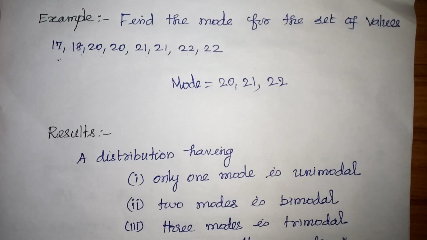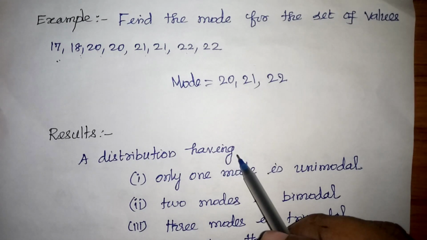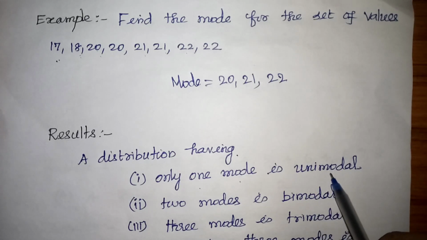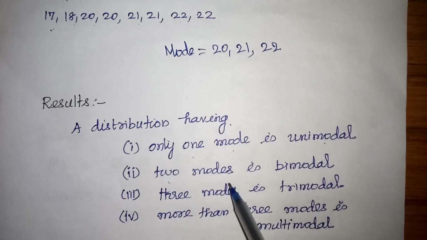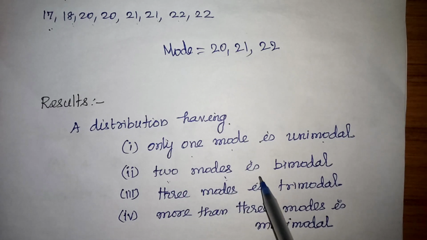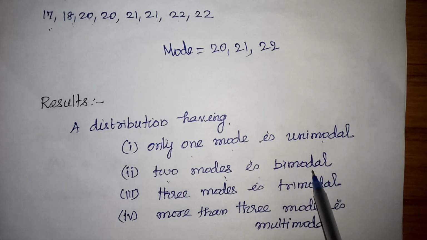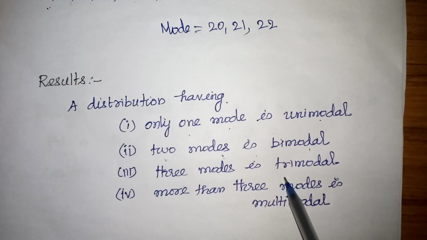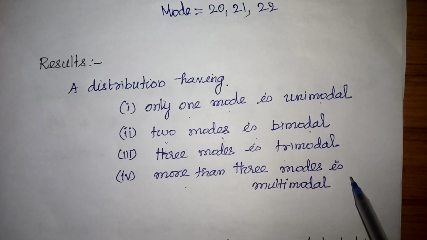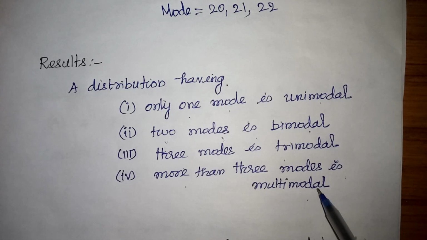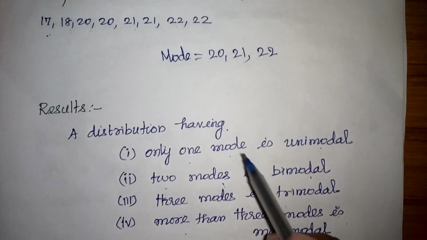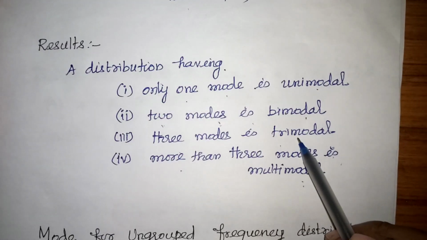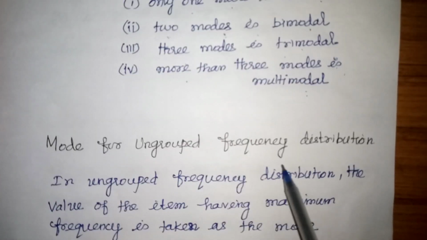Now see the result. A distribution having only one mode is called unimodal. A distribution having two modes is called bimodal. A distribution having three modes is trimodal. More than three modes is multimodal. Here the previous example has three modes, so it is called trimodal.